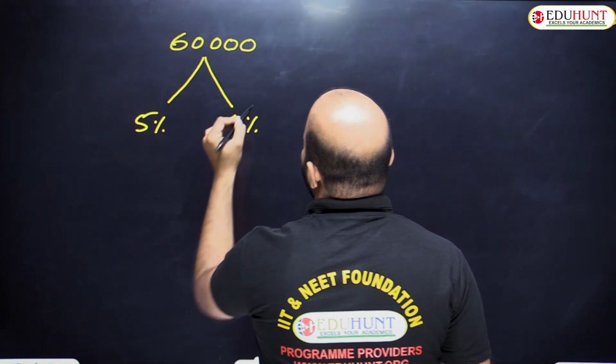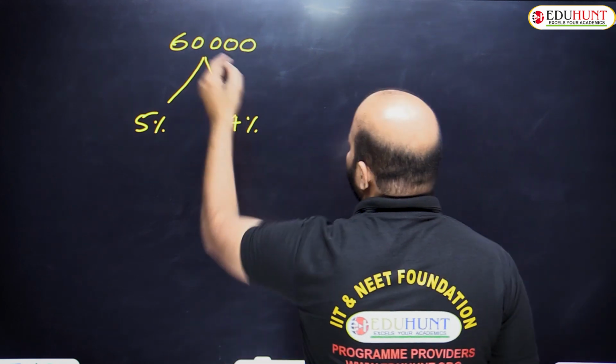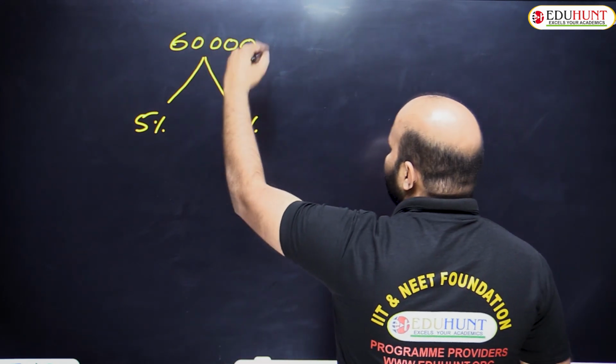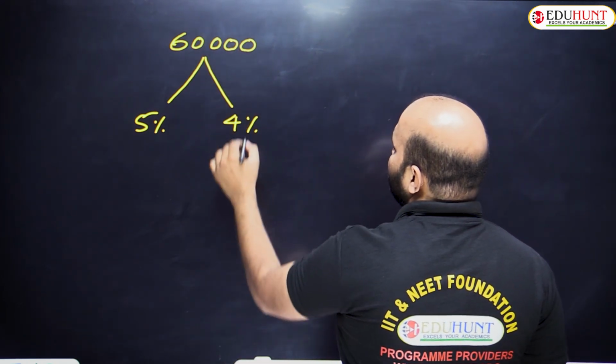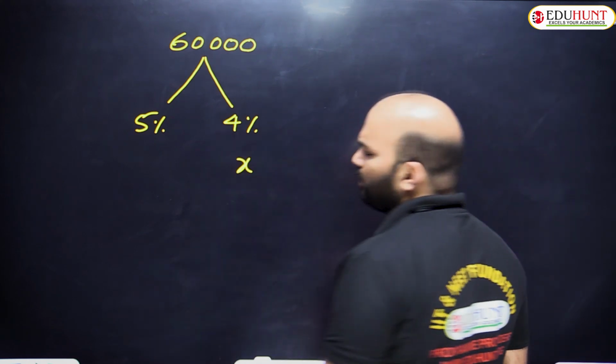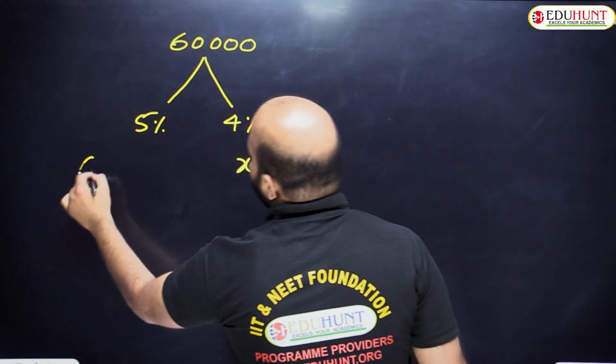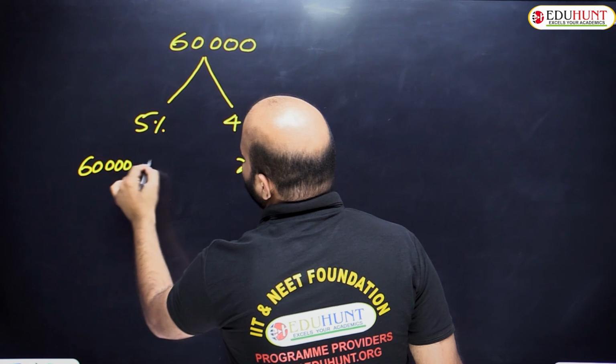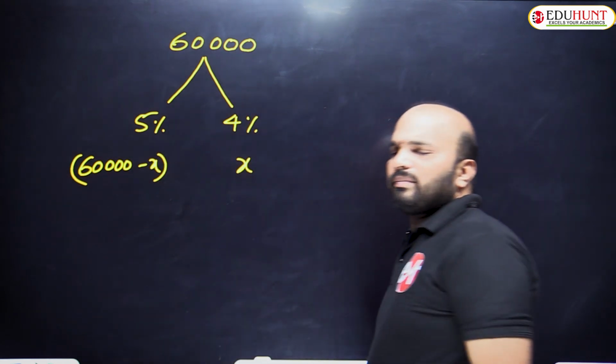But the question I am asking is how much money is lent at 4% per annum out of 60,000. So clearly we need to understand. The 4% money, which you don't know, will be considered X, the principal. So what is the remaining? 60,000 minus X is lent at 5% per annum.